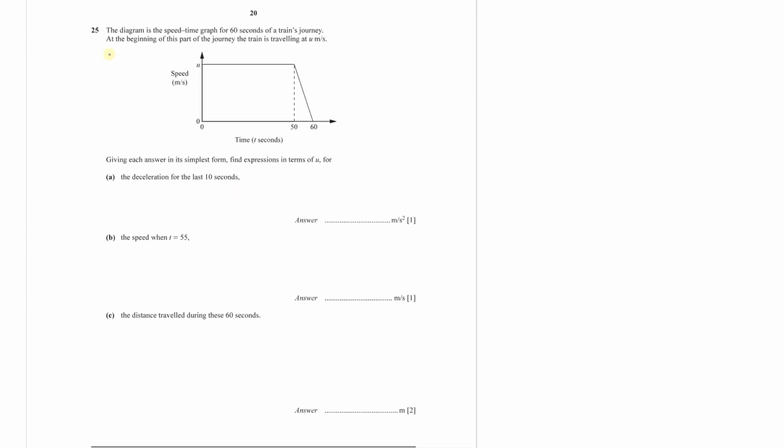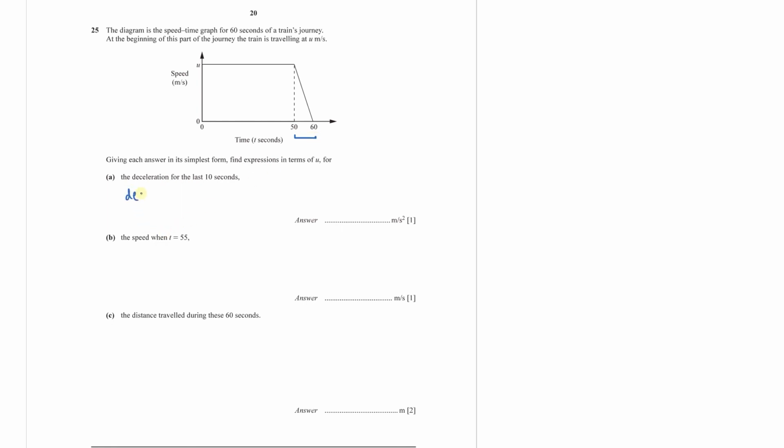Question number 25: the diagram is the speed-time graph for 60 seconds of a train's journey. At the beginning of this part of the journey, the train is traveling at u meters per second. Giving each answer in its simplest form, find the expression in terms of u for the deceleration for the last 10 seconds. So you have to find this deceleration.